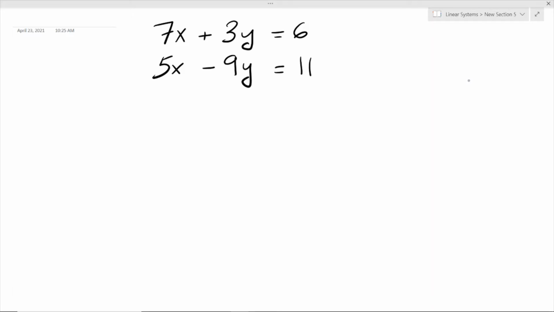Today I'm going to be talking about how to solve a system of linear equations using the elimination method. As with the name elimination, basically we are trying to eliminate a variable, and I'm going to be showing you how that works. So first, what I like to do is label my equations, okay?